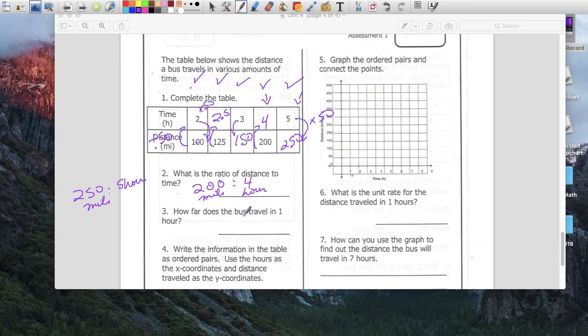Okay, how far did the bus travel in 1 hour? Well, to go 1 hour, this says 2 hours. So let's just create another box for 1 hour. So 1 hour to go down is 50, right? Times 50. So in 1 hour, he goes 50 miles, okay? Just because there is no box for 1 doesn't mean you can't extend that table and find the value for 1.